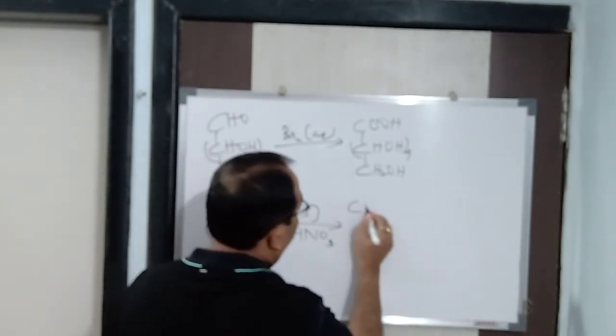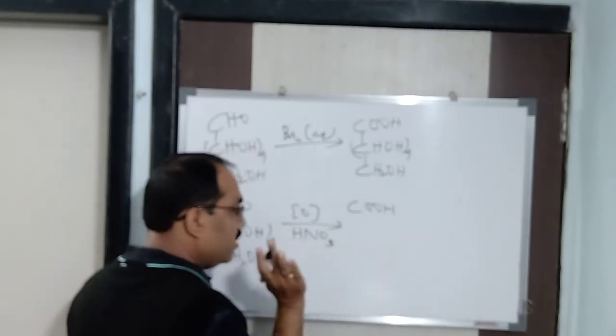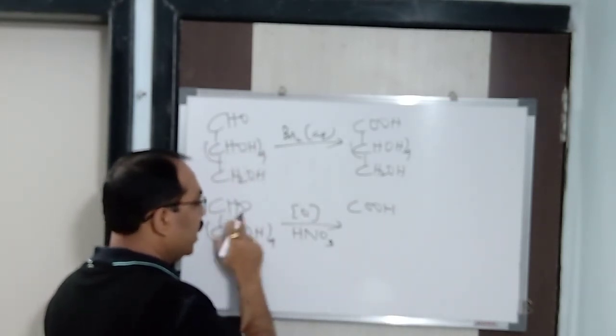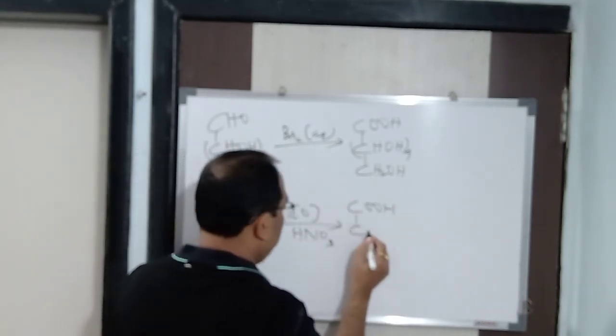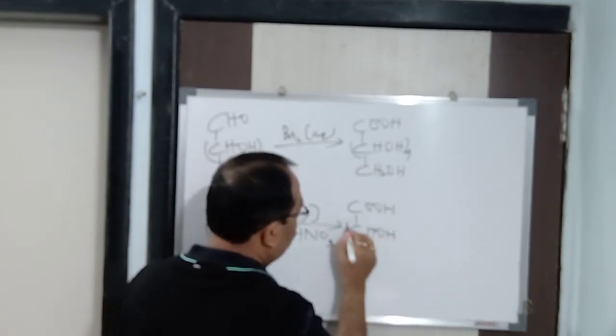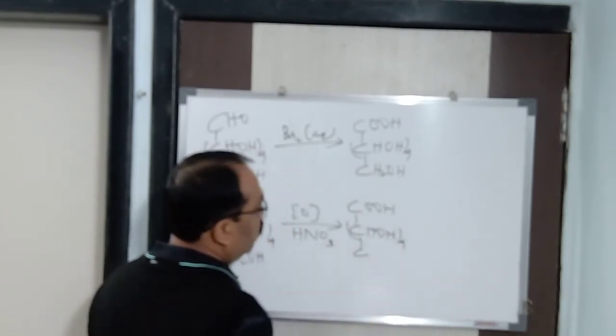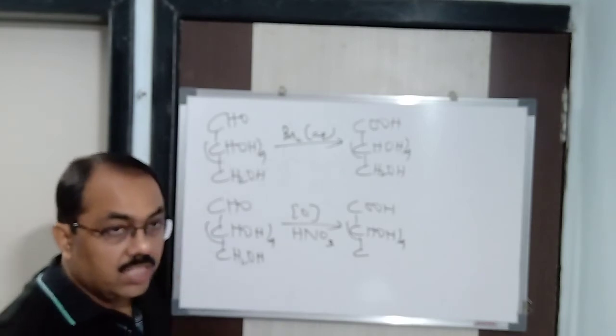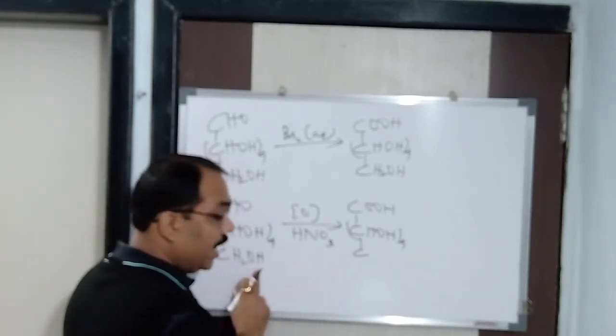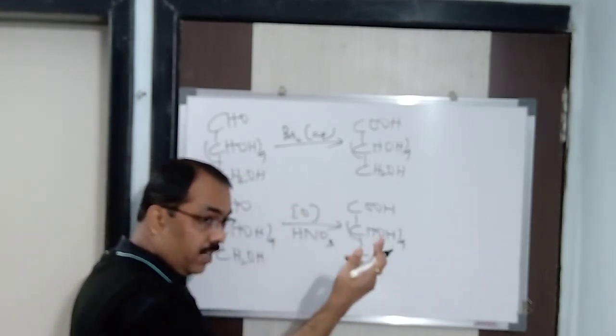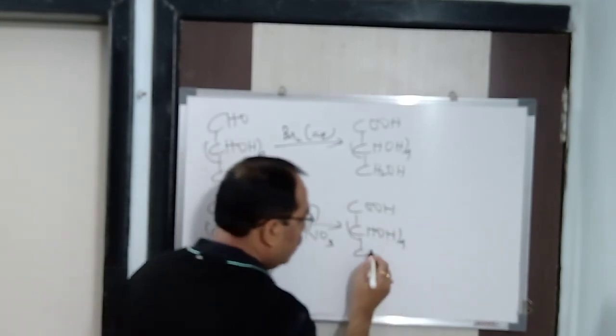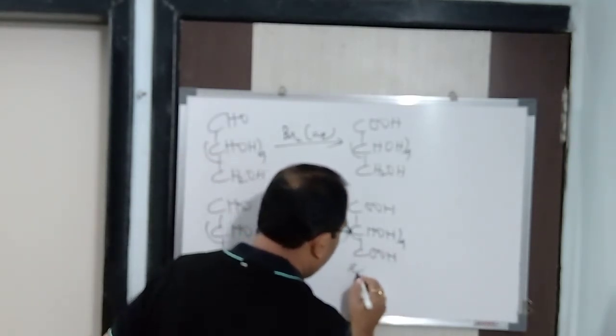So what am I going to get? Nitric acid acts as an oxidizing agent. You have seen nascent oxygen. So aldehyde will be oxidized to COOH. And here you will be getting (CHOH)4. And here also you will be getting COOH. Here also alcohol will be oxidized to aldehyde to acid. So hence COOH. So this is your saccharic acid.